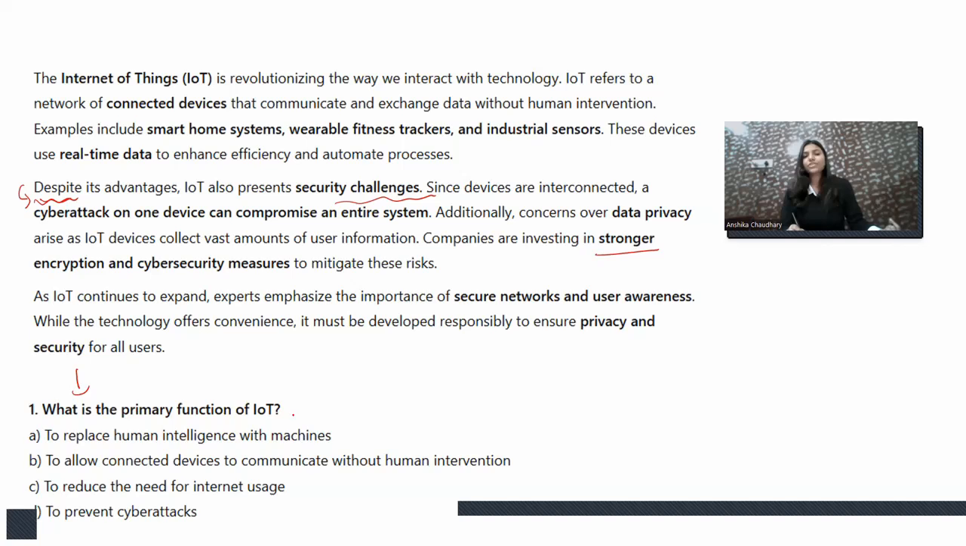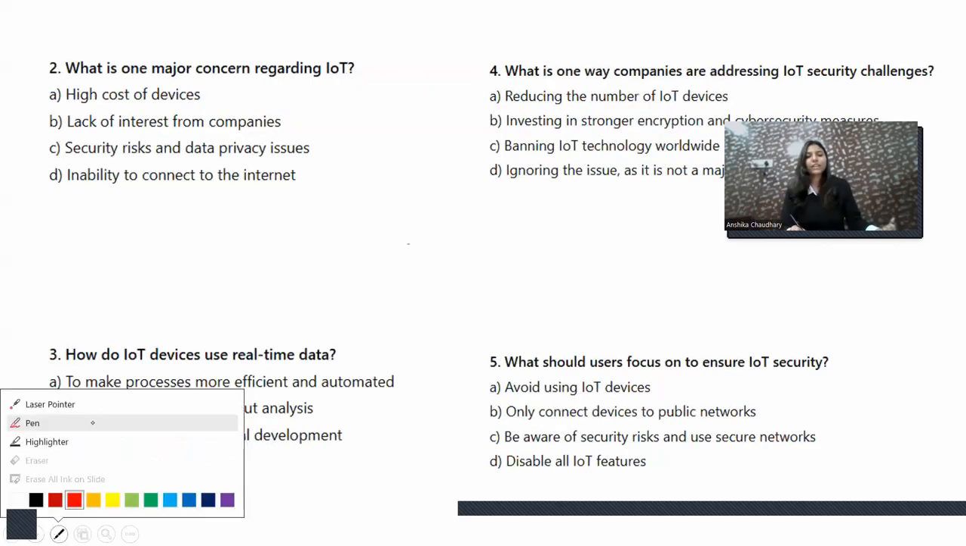What is the primary function of IoT? In our first paragraph, we discussed that IoT is a kind of connection of devices where each device communicates and exchanges data without human intervention. So the option to replace human intelligence with machines, no. To allow connected devices to communicate without human intervention, yes. The same line is written over here: connected devices that communicate and exchange data without human intervention. So it is clear. Let's move on to the next question.